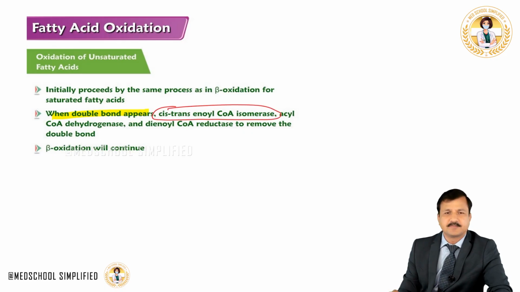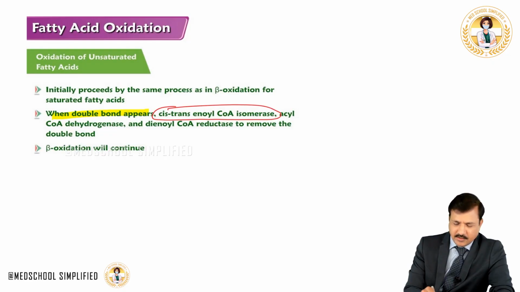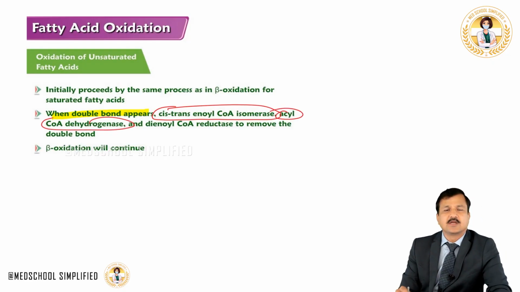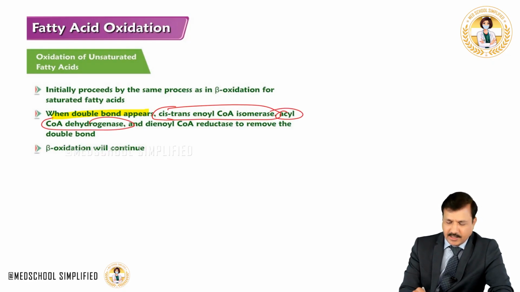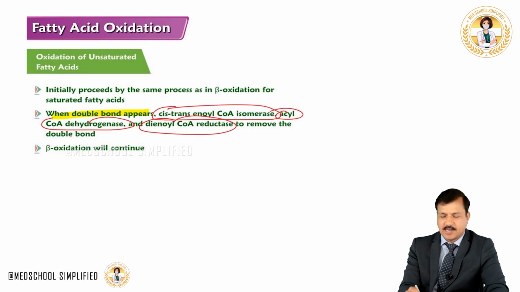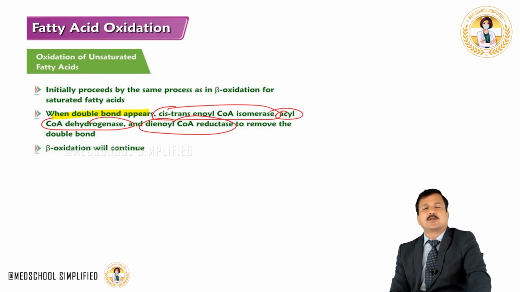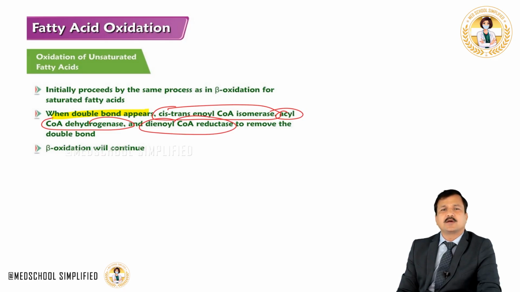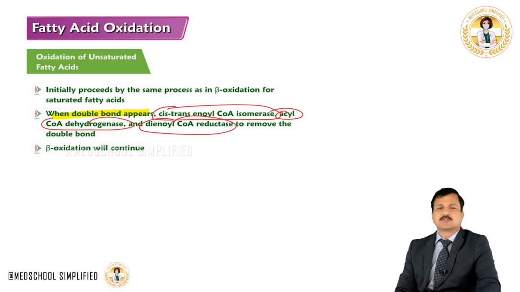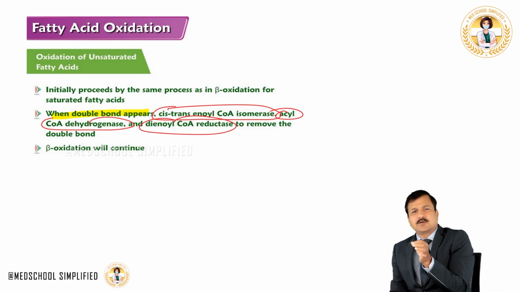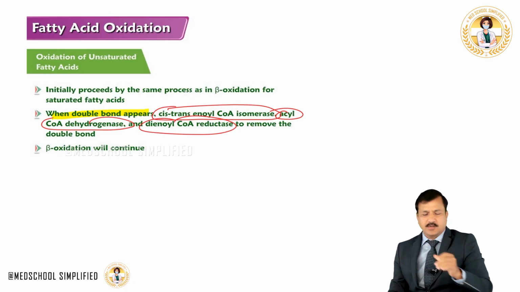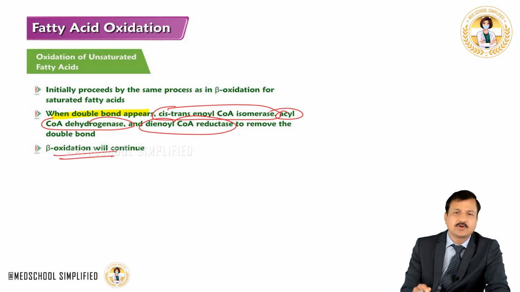cis-trans-enoyl-CoA isomerase, acyl-CoA dehydrogenase, di-enoyl-CoA reductase. These are the three enzymes that will remove a double bond and allow beta oxidation to continue. This is what you need to remember here. So cis-trans-enoyl-CoA isomerase, acyl-CoA dehydrogenase, di-enoyl-CoA reductase. These are the three enzymes that will remove the double bond and allow beta oxidation to continue.